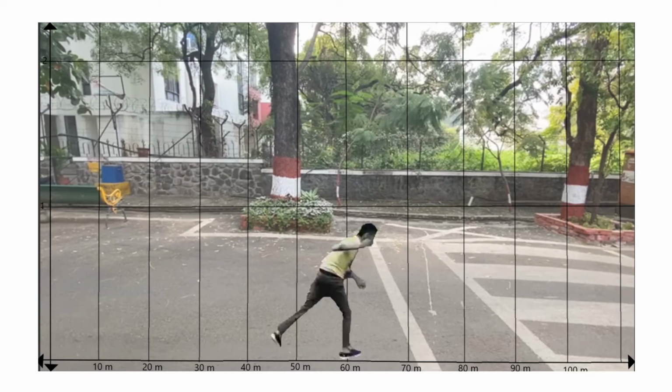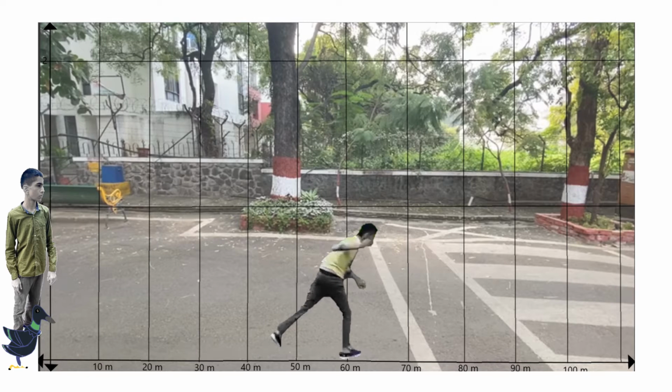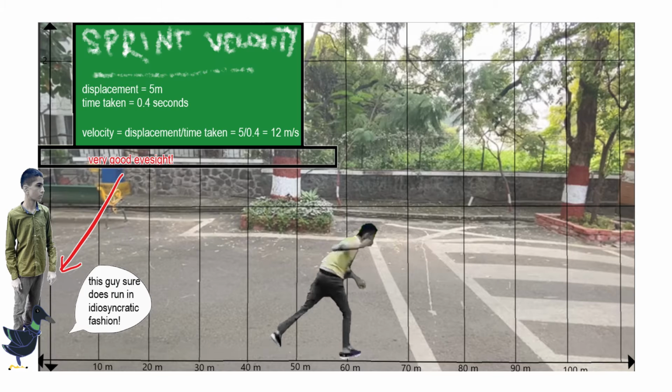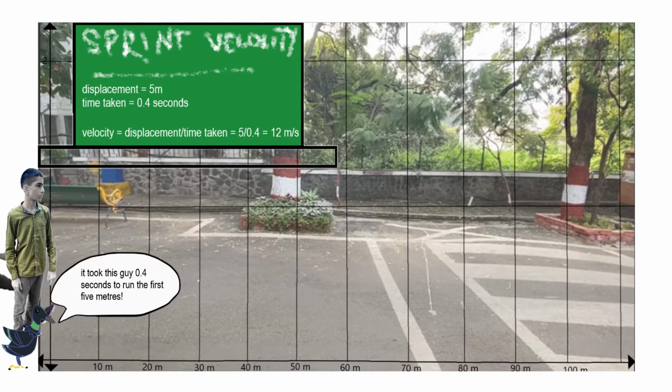I say this with confidence because a pigeon and I were watching this from behind. And since pigeons, like all other birds, have very good eyesight, the bird was able to compute and tell me that this runner took 0.4 seconds to run the first 5 meters. Therefore, his velocity in the first 0.4 seconds was 5 divided by 0.4, displacement divided by the time taken. And that would be equal to 12.5 meters per second.